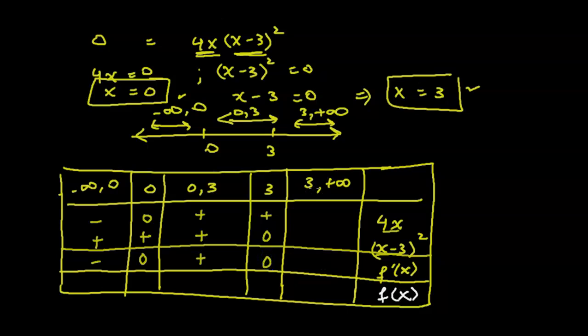We pick any number from 3 to positive infinity, let's say 10. So 4 times 10 is 40, which is a positive number. When we put 10 here, 10 minus 3 is 7 squared, which is positive. Product of two positives, again a positive.